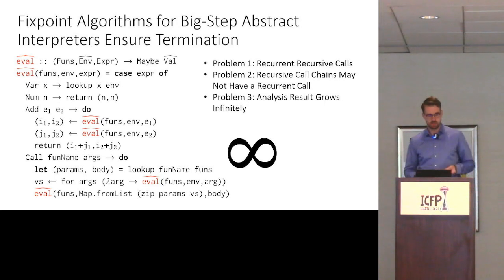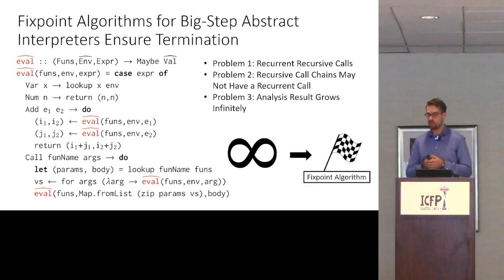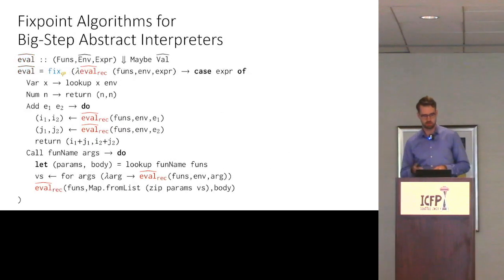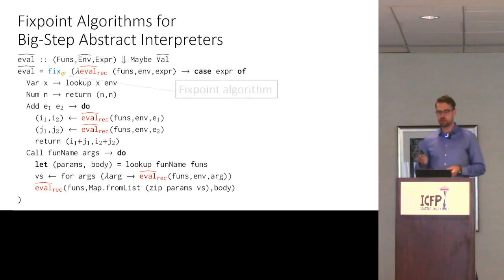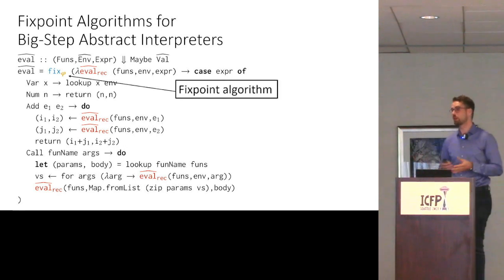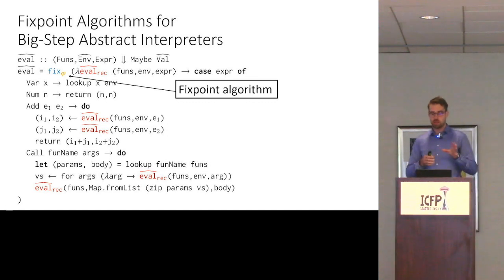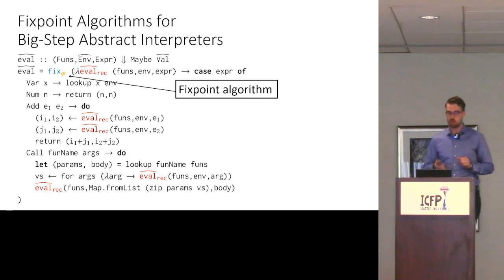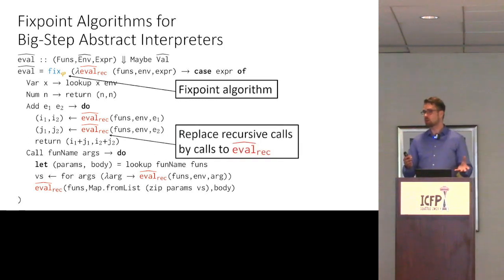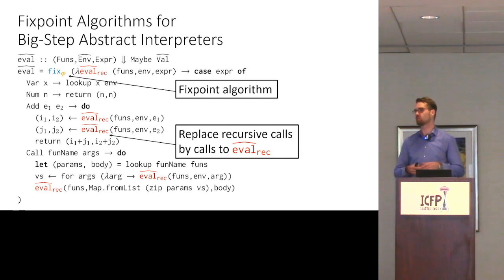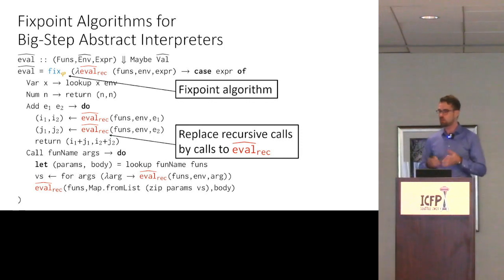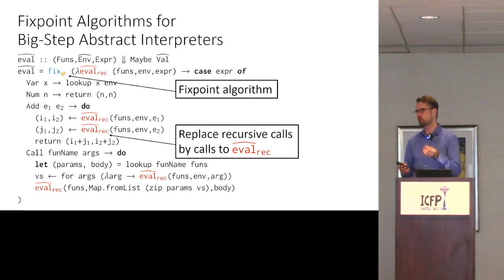So let's try to fix this. Specifically, we now use a fixed point algorithm which solves these 3 termination problems. To do this, we refactor this big step interpreter from before and introduce a function fixPhi, which implements the fixed point algorithm. And I will explain this function, how it works in a little bit. Furthermore, we have to replace recursive calls of the abstract interpreter to itself by calls to a function eval_rec, which is the argument to the function which we pass to the function fixPhi, the fixed point algorithm. And this allows the fixed point algorithm to take control of recursive calls.